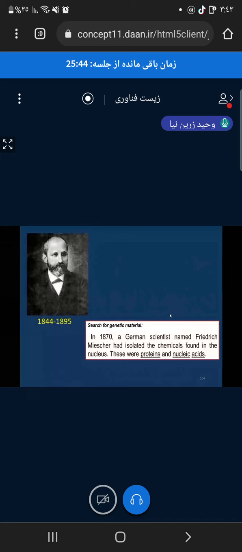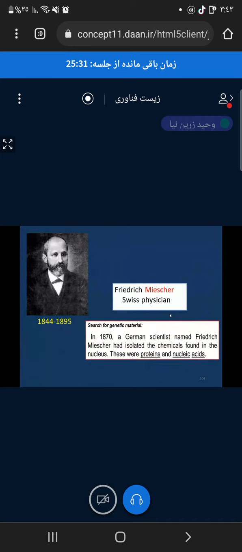In 1870, a German scientist named Friedrich Miescher isolated the chemicals found in the nucleus. These were proteins and nucleic acid. Friedrich Miescher found that only nucleic acid is genetic material.